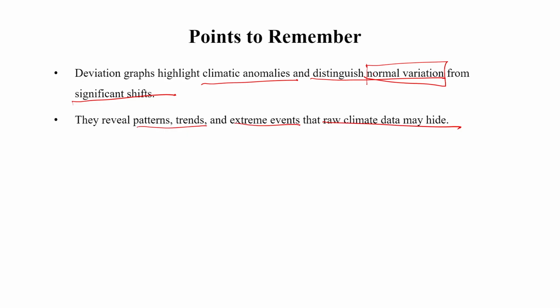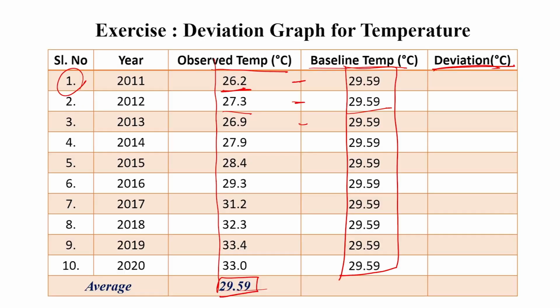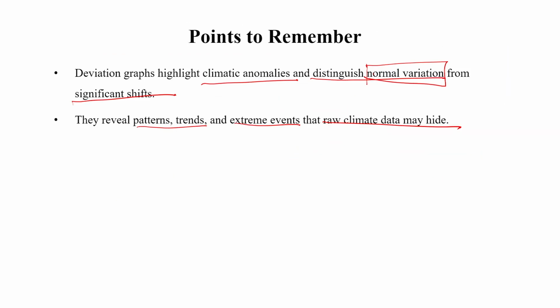If you see the table, we can't depict much, we can't see if there is a positive increase in temperature or a decrease over a period of time. We can see the temperature in that particular year, but we can't get an insight into how the pattern is going. These insights we can get from deviation graphs. So it reveals patterns and trends that raw climate data may hide.